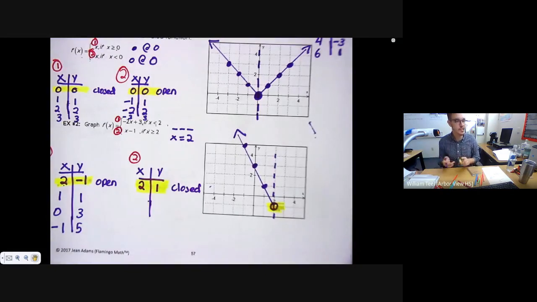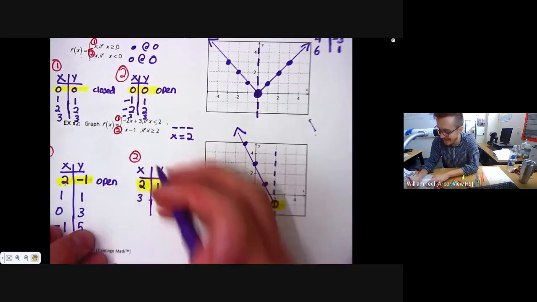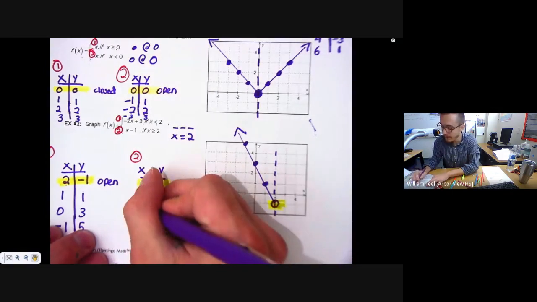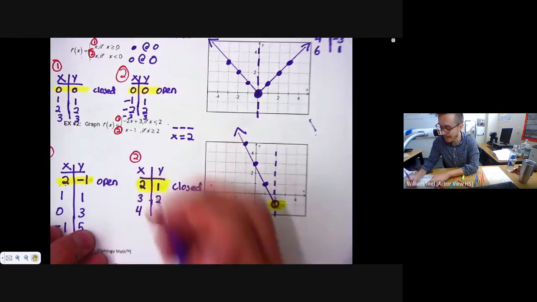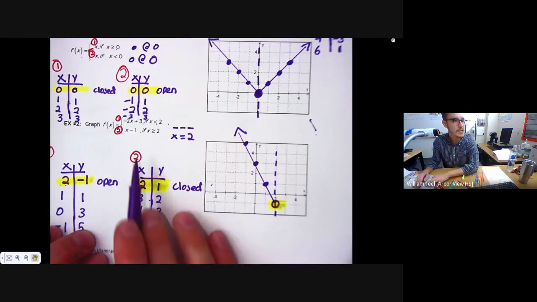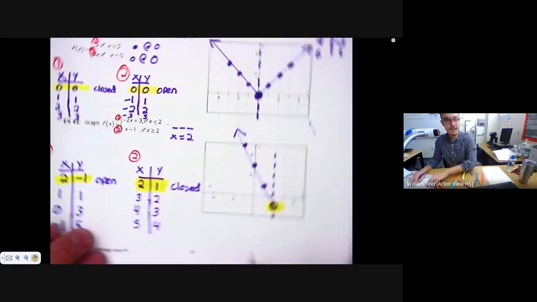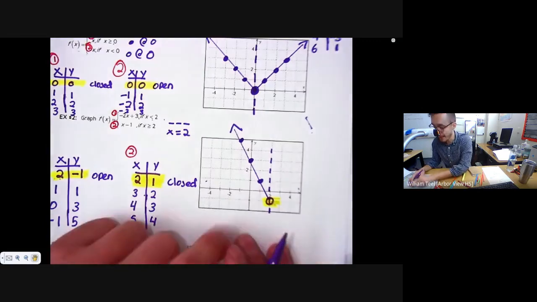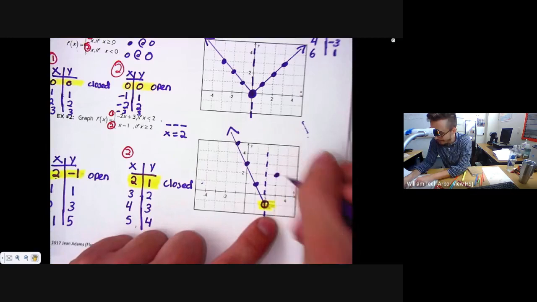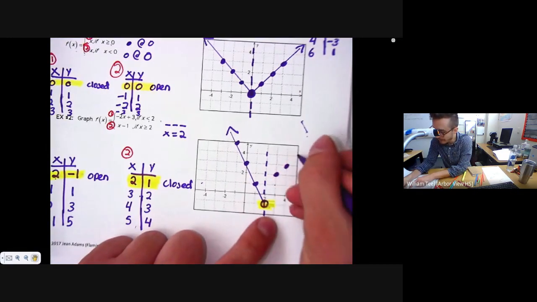Okay, so let's go ahead and look at some more values. So greater than or equal to 2, I can do 3. 3 is greater than or equal to 2. If I plug in 3 here, 3 minus 1 is going to give me positive 2. Another value that's greater than or equal to 2, that's going to be 4. So if I plug in 4, 4 minus 1 is going to give me 3. Okay, now let's plug in one more. If I plug in 5 to equation number 2, 5 minus 1 is going to give me 4. So I have 5, 4. All right, let's go ahead and graph those values. So at 3, 2, I'm going to plot a point. At 4, 3, I'm going to plot a point. And at 5, 4, I'm going to plot a point.